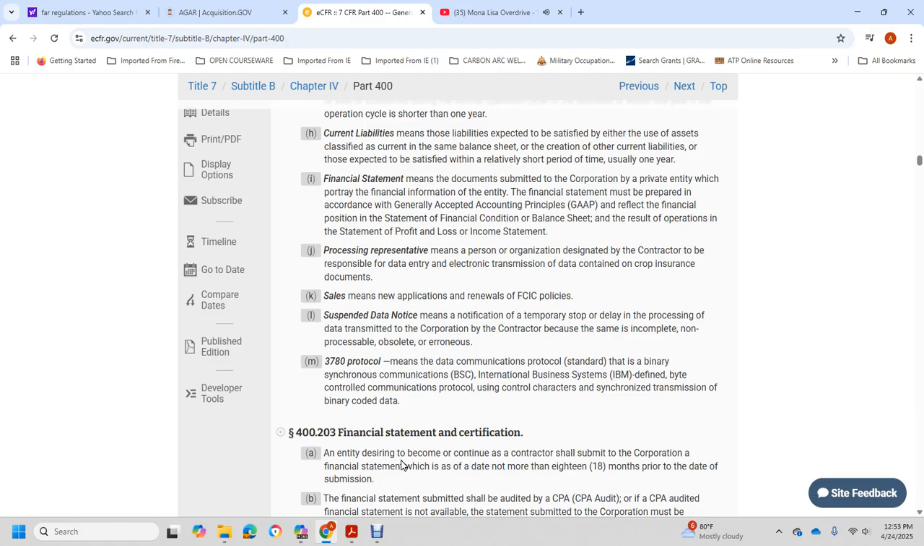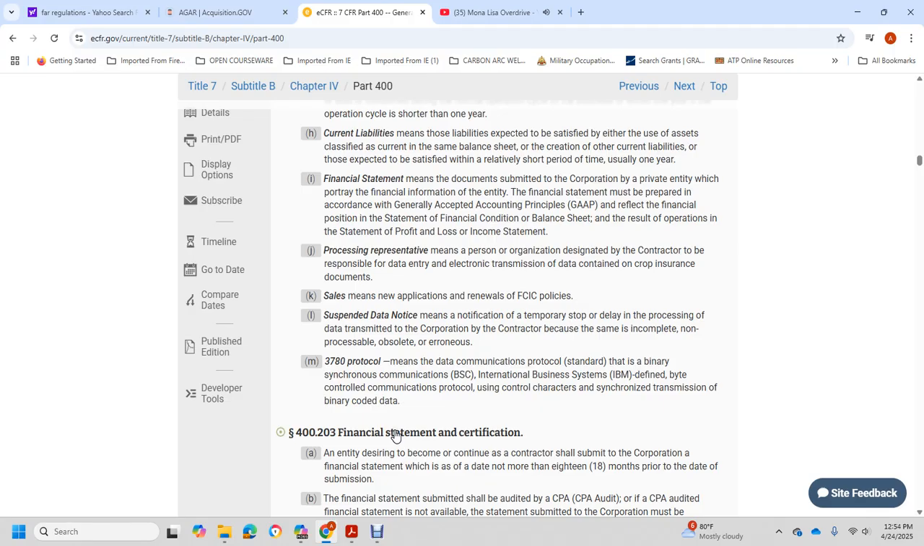7080 protocol means the data communication protocol standing for binary synchronous communication, the IBM internal business system, defined as byte control communication protocol with control characteristics for the transmission of binary code data.